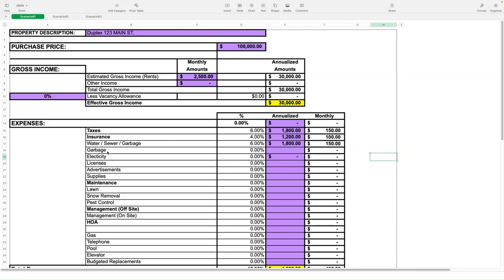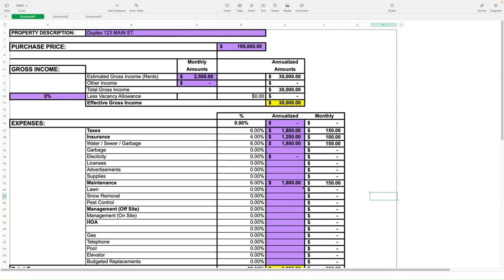So when it comes to the garbage in the next row, I just skipped that because I already did that up here. Now, when it comes to licenses, advertisements, and supplies, I skip that for example purposes only, just to keep it simple. Now for maintenance. Now maintenance is an important expense because things break and unexpected things happen. So you want to have a nice cushion. So when you put $150 a month to the side for maintenance, that's also $1,800 for the whole year.